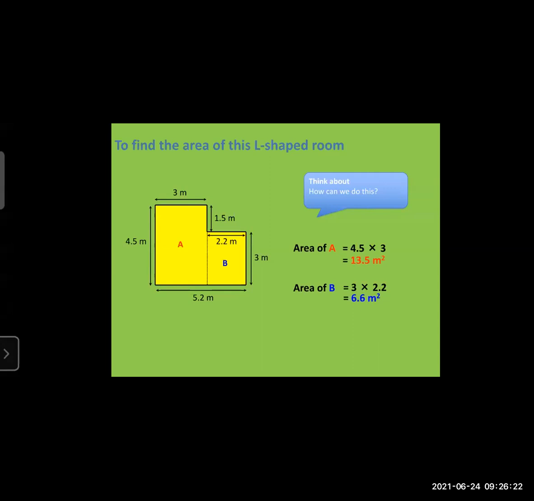Square. Then add both A plus B. The total area is equal to 13.5 plus 6.6 is equal to 20.1 meter square. So in this way, we find the perimeter and area of any object.